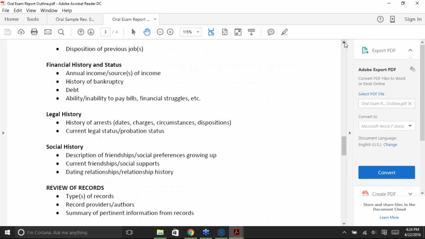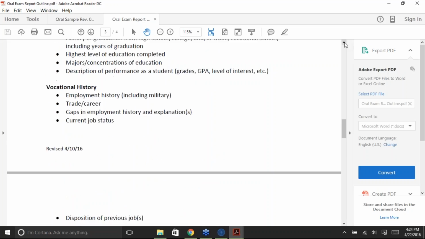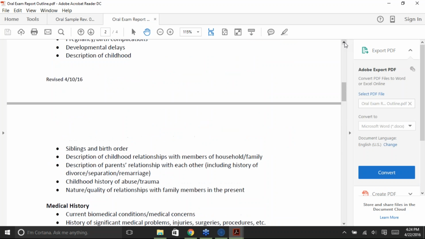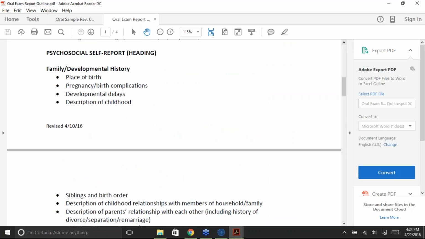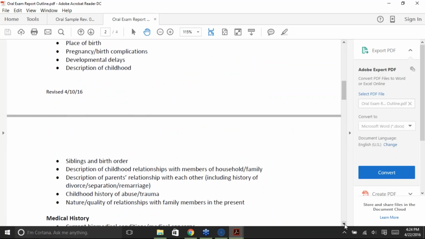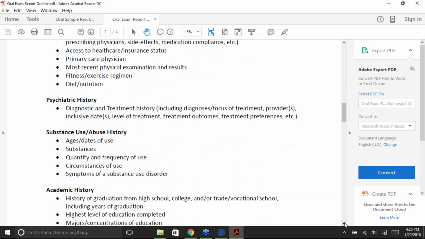It looks like on here we have it under... Yeah, it might have been in that last revision that we removed that. Let's see, do we have description of parents? It doesn't show up at all.